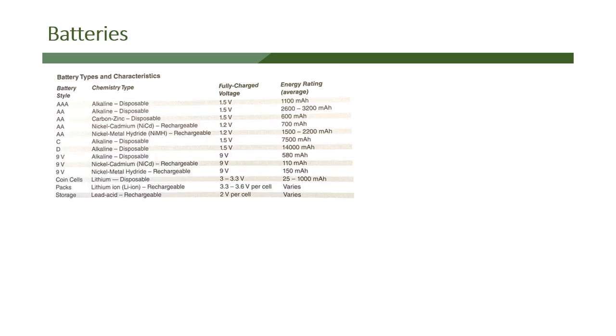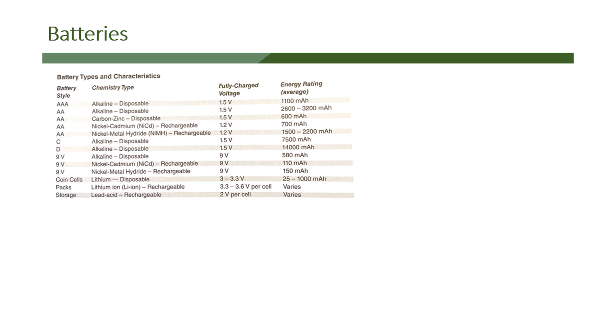So batteries, which are of course the most steady type of voltage until they deplete, come in different sizes, and this is out of your book, so take a look at that. And you can see that we have AA batteries, fully charged at 1.5 volts, and they have an average energy rating of 2.6 to 3.2 amp-hours. So that's 2600 to 3200 milliamps. We can see things like the 9-volt disposable alkaline battery has a rating of 580 milliamps. And then we can go through that whole process.